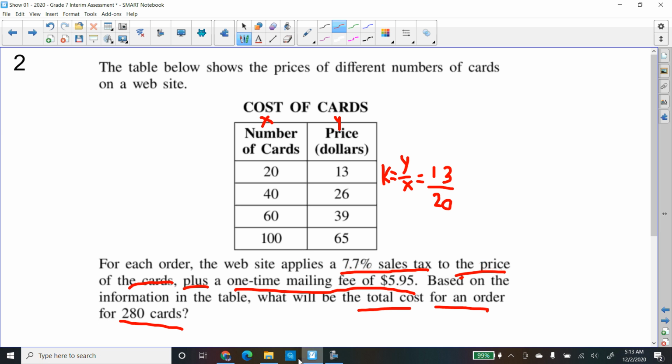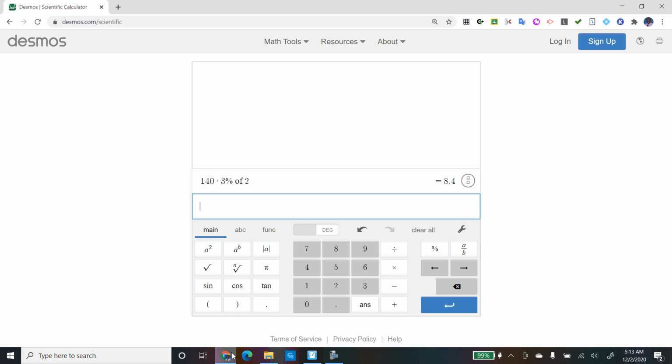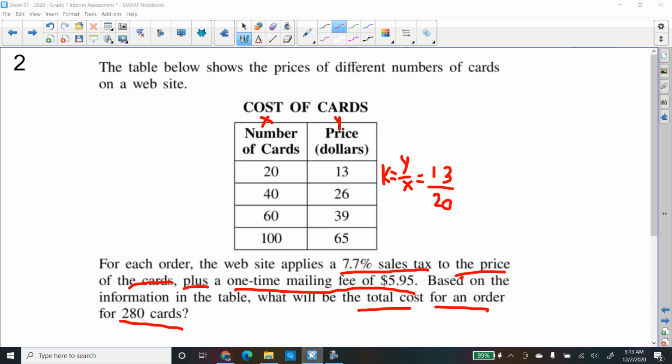So let me just get my calculator again and clear this out and type 13 divided by, and I think the other number was 20.